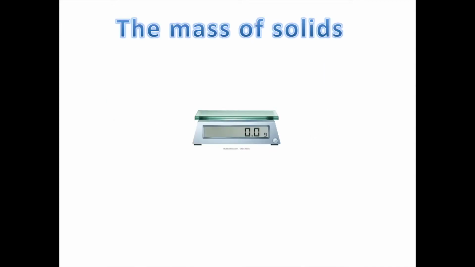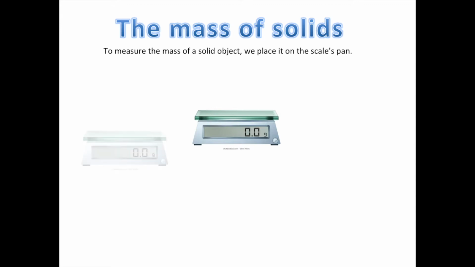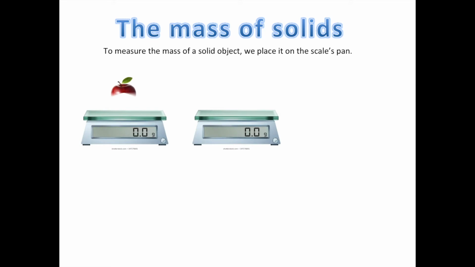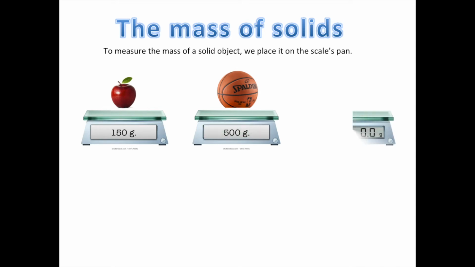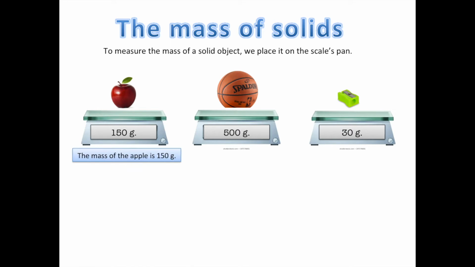The mass of solids. To measure the mass of a solid object, we place it on the scale pan. The mass of the apple is 150 grams. The mass of the ball is 500 grams. And the mass of the sharpener is 30 grams.